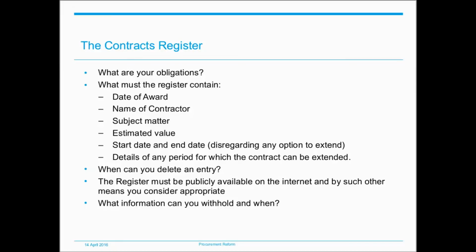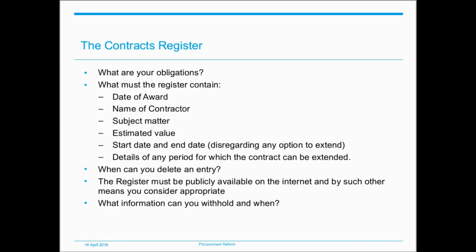Now, much of this information will be readily available and to hand in other documents which the contracting authority has throughout the procurement process, but it will be useful to collate them together in one place from a contract management perspective. Unfortunately, it's likely to create an additional administrative burden at the outset on each authority as it collates its first contract register. So when can you delete an entry? Well, an entry can only be deleted from the register once the contract has actually expired or been terminated.